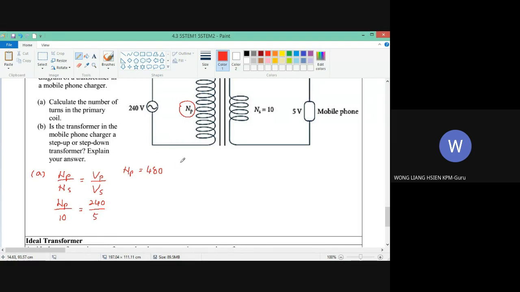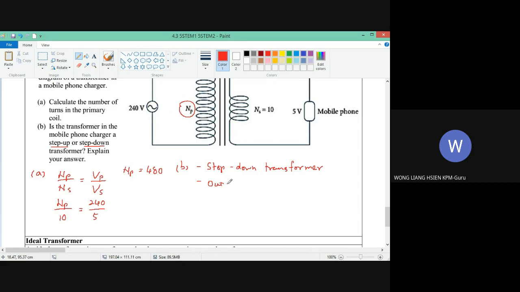All right, next is B. Is the transformer in the mobile phone charger a step up or step down transformer? So obviously this is a step down transformer. Explain your answer. So why is it that you say this is a step down transformer? Obviously the secondary voltage or the output voltage is lower than the input voltage.